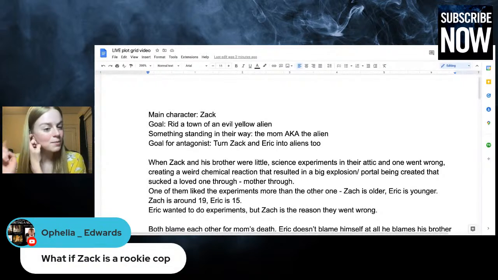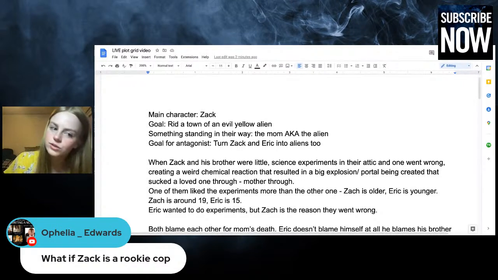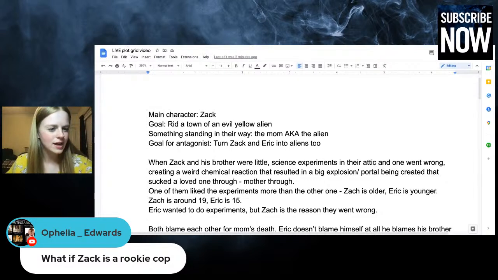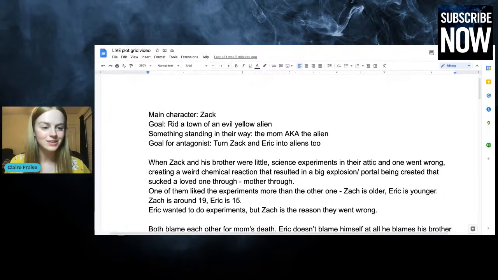What if Zach is a rookie cop? Zach could be a rookie cop. I think he needs to be a little older than 19 to be a rookie cop, but I might be wrong about that. I don't know if it's 100% relevant for him to be a rookie cop because the story is really family based. This mom isn't trying to kill the entire town, just her family. He doesn't necessarily have to be a cop in order for the story to work. But yeah, he definitely can be.